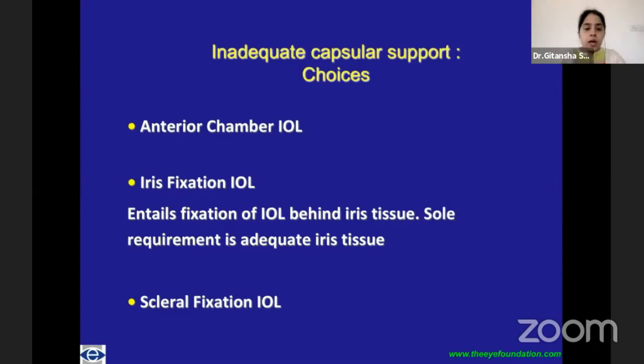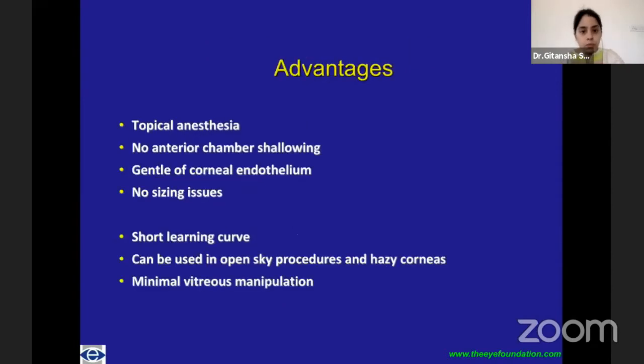The iris fixated IOL, on the other hand, simply entails the fixation of the IOL behind the tissue, and all one needs is a good vitrectomy at the pupillary margin or the pupillary plane, which can also be done by an anterior segment surgeon. The other advantages include that the procedure can be done under topical anesthesia. Unlike the predecessors of the AC IOLs, there is no anterior chamber shallowing, and it is thus gentle on the corneal endothelium.